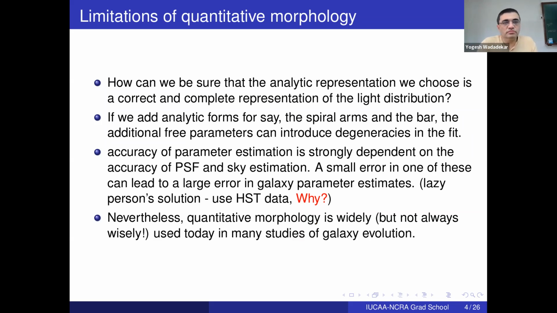In spite of these limitations, quantitative morphology is widely but not always wisely used today in many studies of galaxy evolution. You will see literally 100 papers a year that use these kinds of decompositions in order to test the predictions of various models against the observed universe.